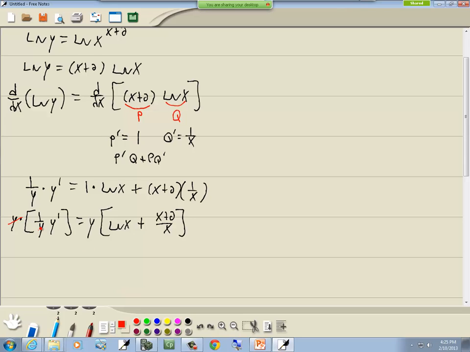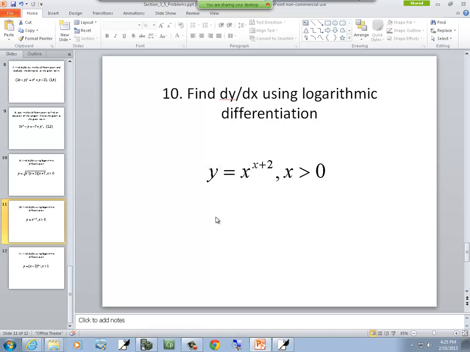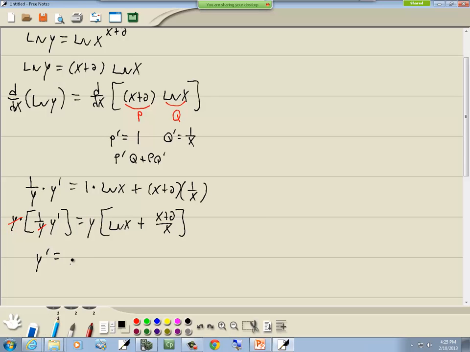Over here, these y's are going to cancel. And we end up with y prime equals y. Now remember what our y originally was. Our y originally was x to the x plus 2 power. So we can plug that in now. So x to the x plus 2 for the y times natural log of x plus x plus 2 over x.